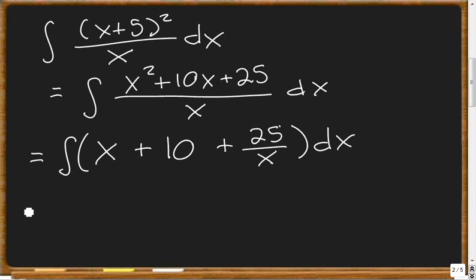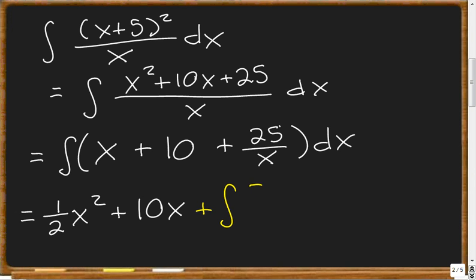So when we integrate this, the integral of x is going to be 1/2 x squared, or x squared over 2. The integral of 10 is going to be 10x. And the integral of 25 over x, we're going to talk about that. This is the one part that's left over. And of course, we're going to have a plus c.